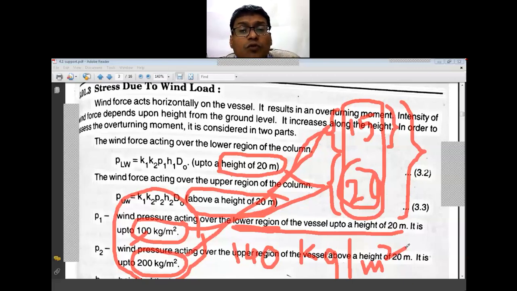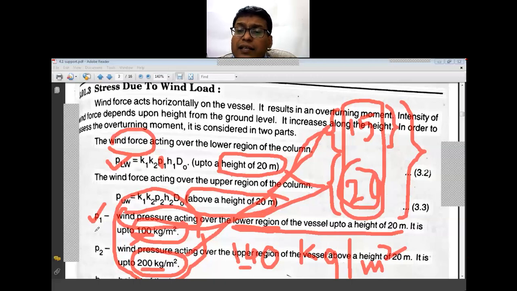Now from the wind load, one has to calculate the wind force. What will be the total force acting over the lower region of the column, and the wind force acting over the upper region of the column? So I have to calculate the wind force based on this wind load. P1 is the wind pressure, it is nothing but the wind pressure that is acting, and PLW is the wind force. This wind pressure has a value of 100 or 200, or say 140 or 150.